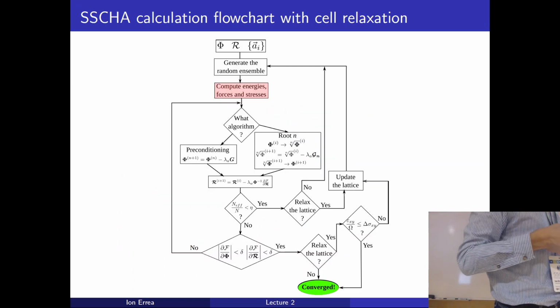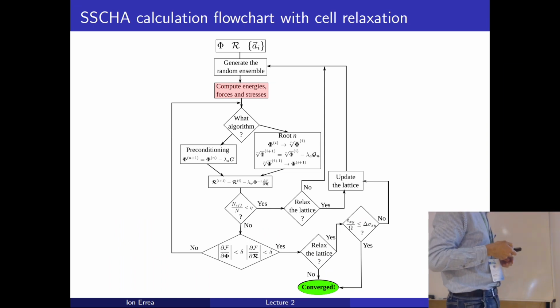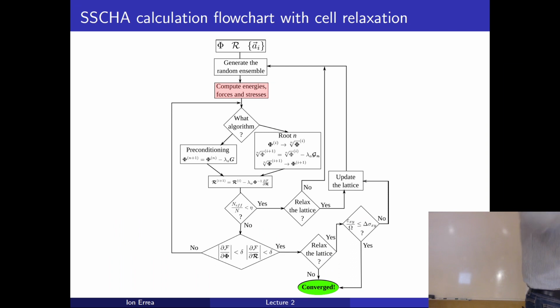Understand? And precisely this is what, now I show you the flowchart of the full SSCHA calculation. It's a bit of a mess, but basically we have some starting force constants, centroid positions, and also lattice vectors. So the story is we generate a random ensemble, these configurations, in a supercell, as I was mentioning. Then you compute energies, forces, and stress tensors for these configurations that you created.